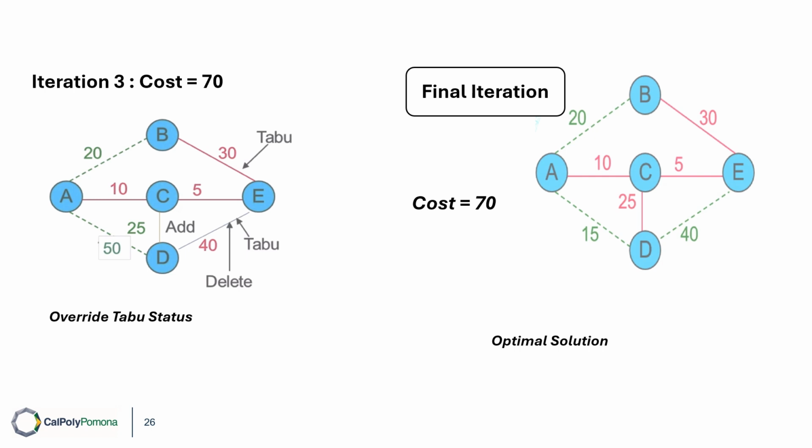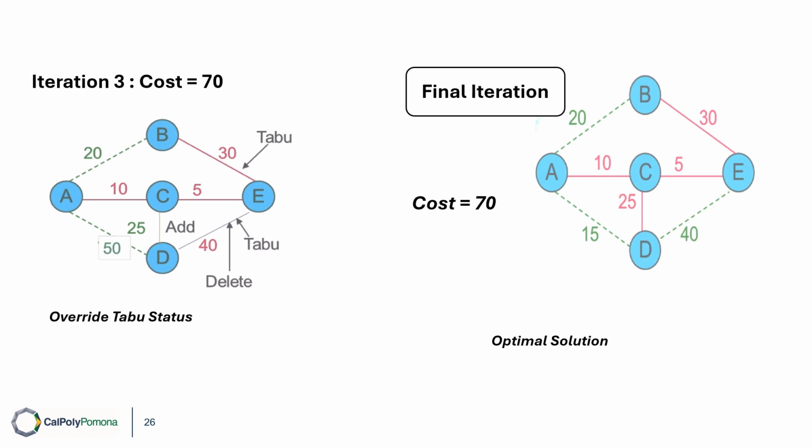And for the final iteration, the final solution, after several iterations, the algorithm concludes that no better solution exists, with cost equal to 70. The optimal spanning tree is now determined.